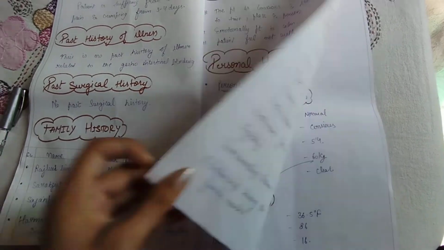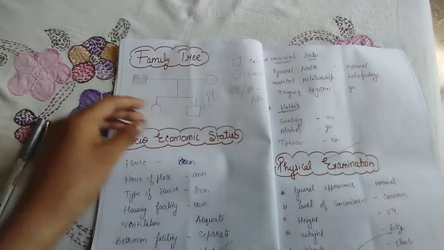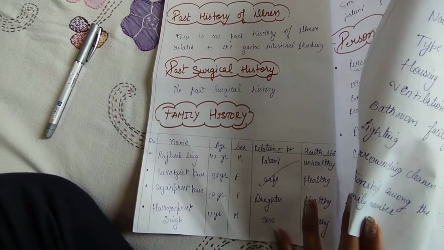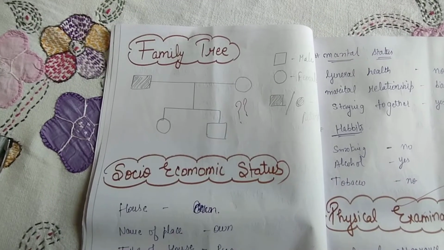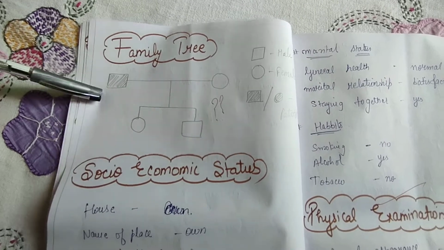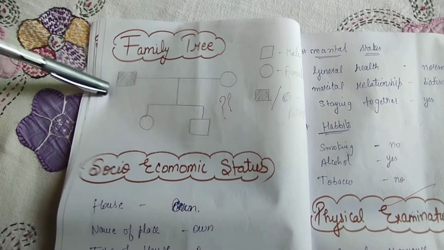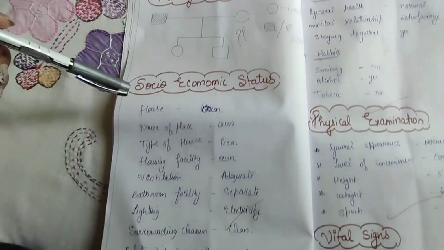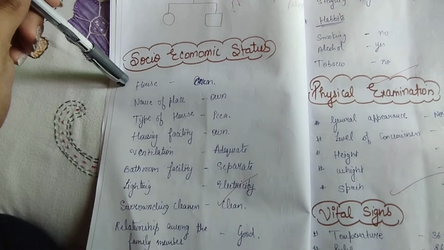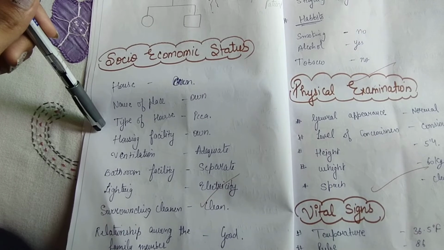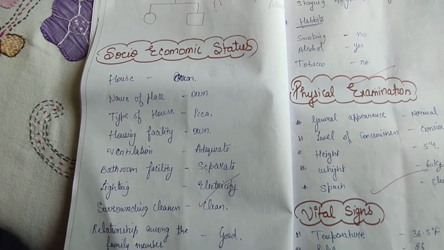After taking the personal history, we must move to the family tree. The family tree must be made with the family history chart. While making the family tree, we must note down the names at the side of the chart of the family. After making the family tree, there is the socio-economic status history of the patient: their house, the type of house, the facilities in their house, ventilation, and all that socio-economic history.